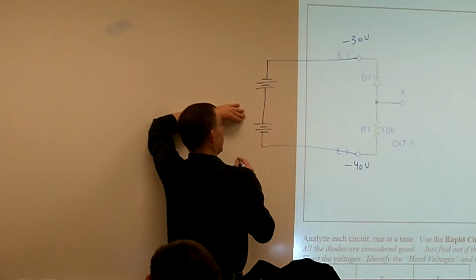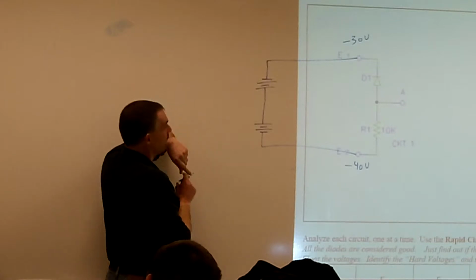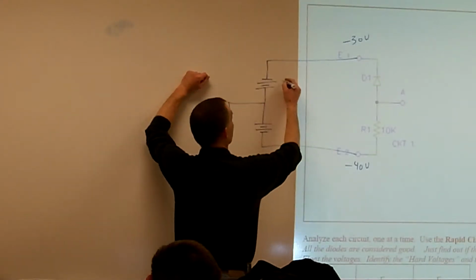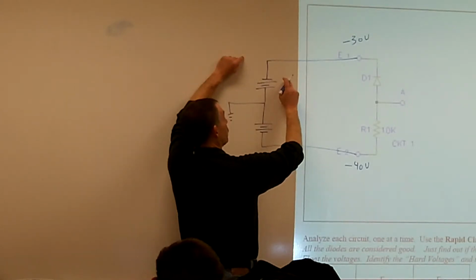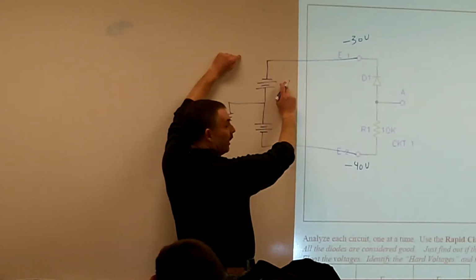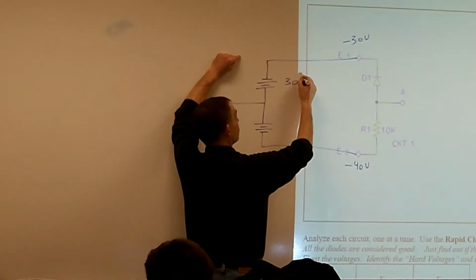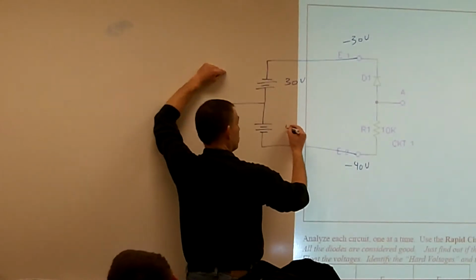And we know that they have to be tied together. And then where's my reference point going to be located at? Right between the two. And so we know that the voltage for this power supply is going to be equal to what? It's going to be set at what? How many volts? Negative 30. Or just 30 volts. Yep. We're going to set that power supply for 30 volts, and we're going to set this power supply for 40 volts.